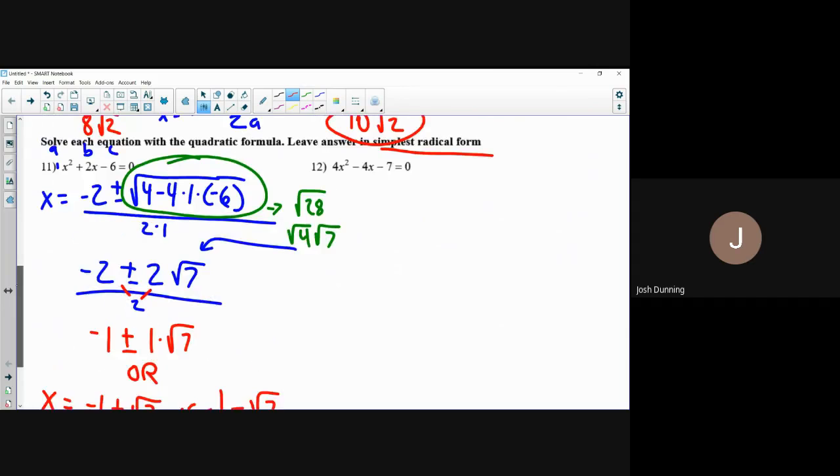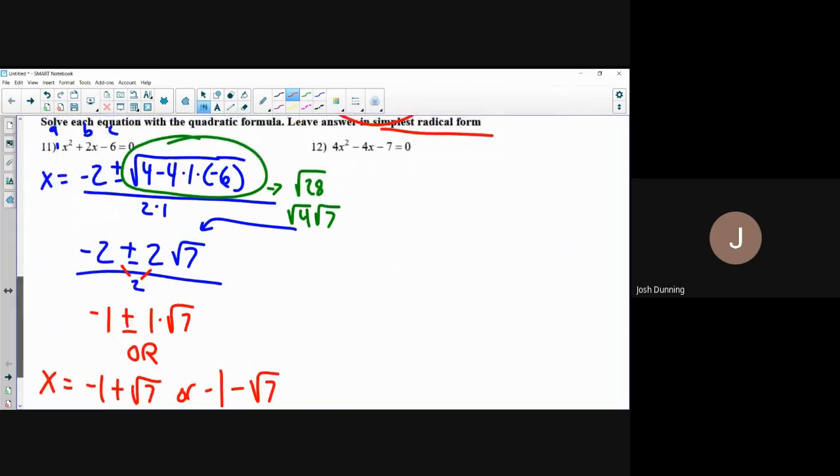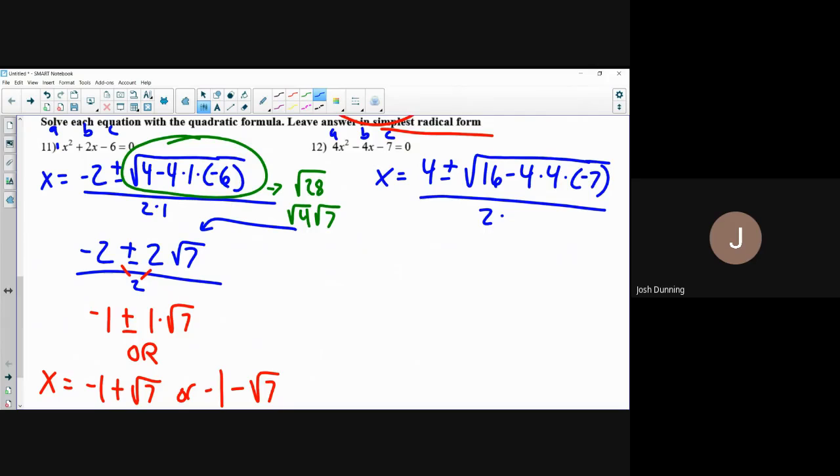Now, on number 12 here, again, negative b, so a, b, c. Negative b, negative 4, positive 4, plus and minus. B squared, negative 4 times negative 4, positive 16, minus 4 times 4 times negative 7, all over 2 times 4.